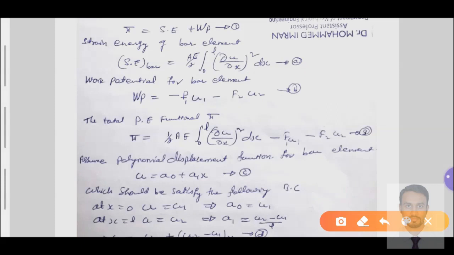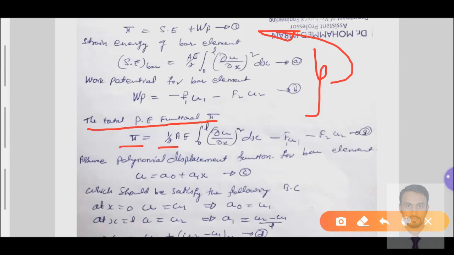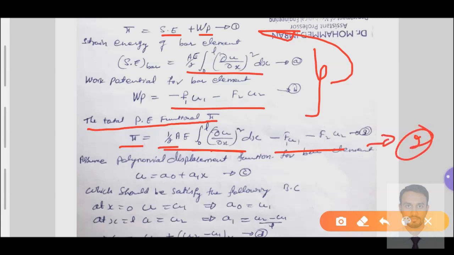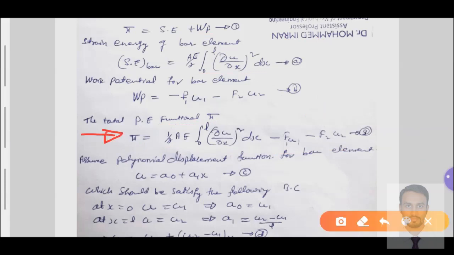When we substitute equations A and B into equation number 1, we get the total potential energy functional for the bar element: Pi equals 1 by 2 AE into the integration from 0 to L of (dou u by dou x) whole square into dx, as the strain energy, plus the work potential Wp, which equals minus F1 into U1 minus F2 into U2, giving equation number 2. This is a generalized equation for the bar element.